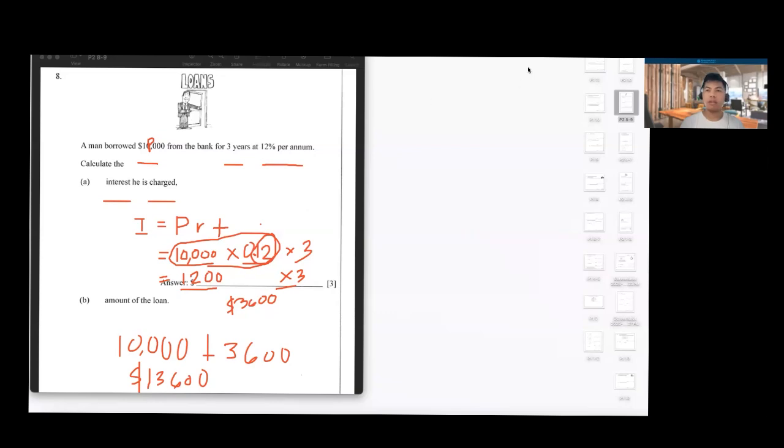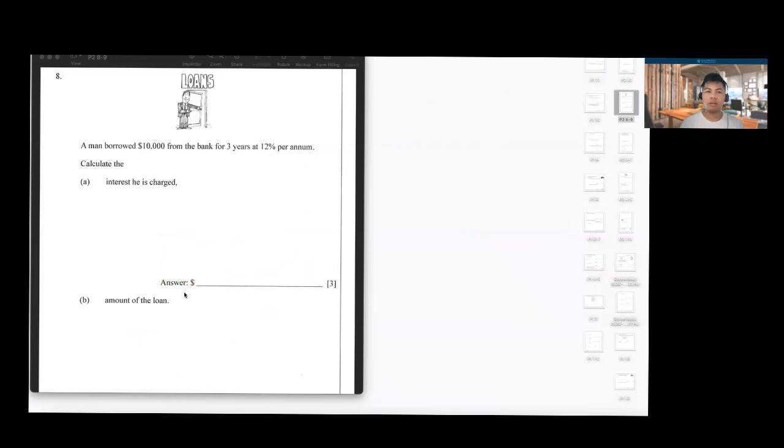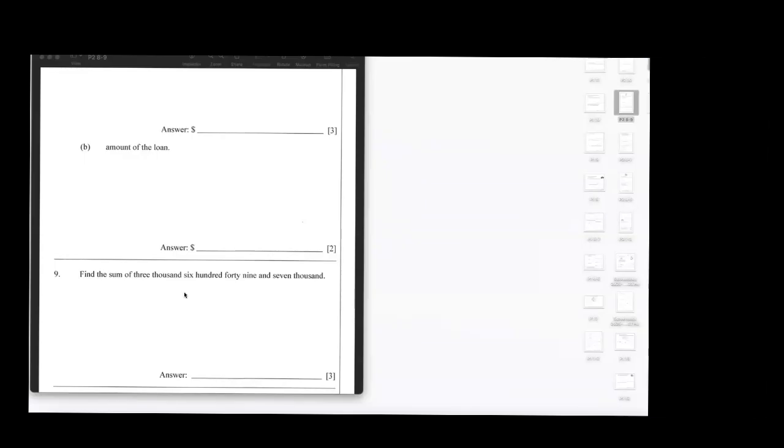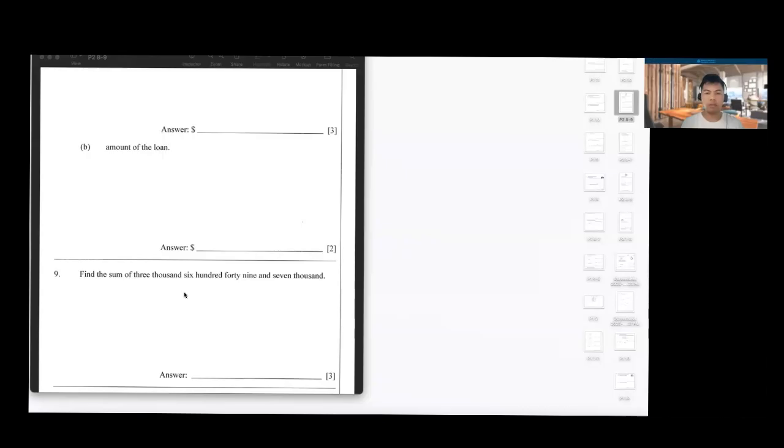Okay, let's go to number 9. Wanda, can you read number 9? Find the sum of 3,649 and 7,000. Okay. Oh, this is easy, right? Yeah, this must be easy for you. So can we just skip this? I think we can skip this so we can go to number 10.